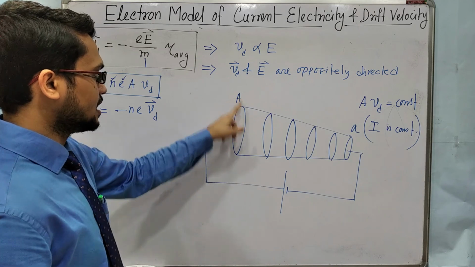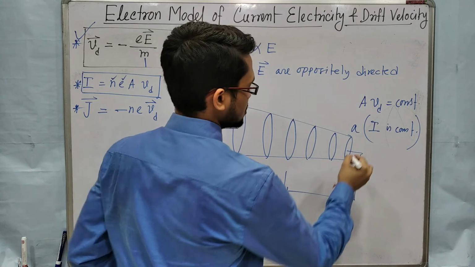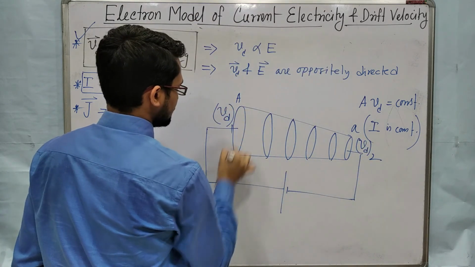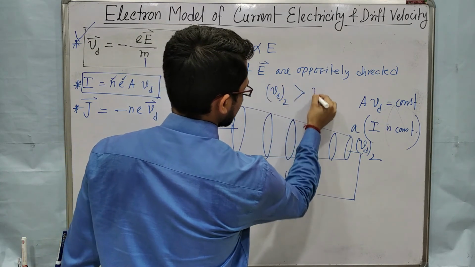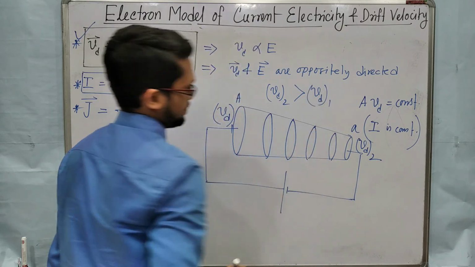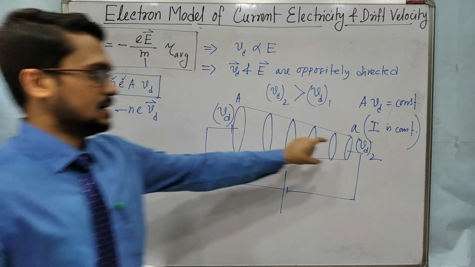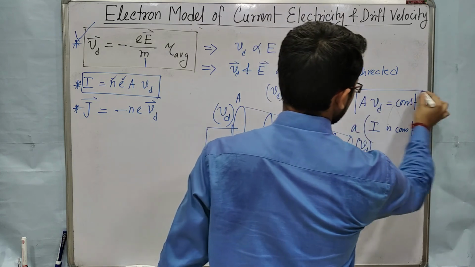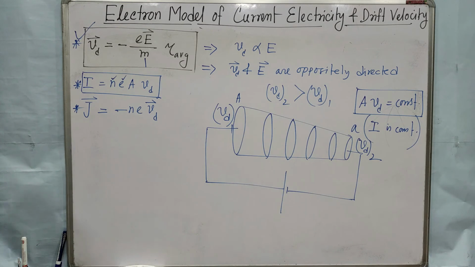So where the area is more, Vd will be less, and where the area is less, Vd will be more. Suppose this is Vd2 and this is Vd1. So Vd2 will be greater than Vd1. More cross sectional area, less drift velocity. Less cross sectional area, more drift velocity. This is the relation, and it is true when the current is constant.